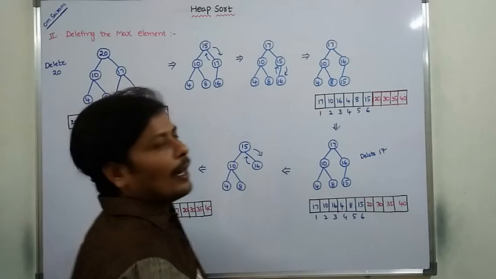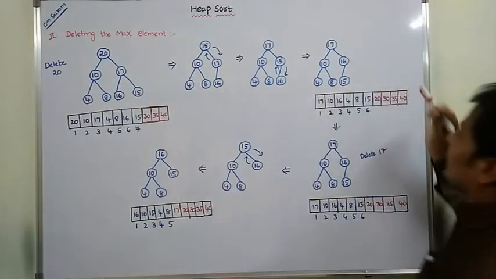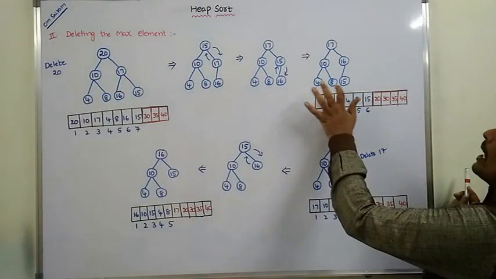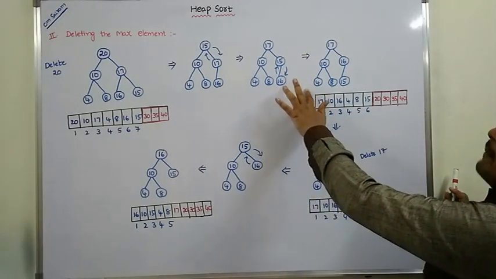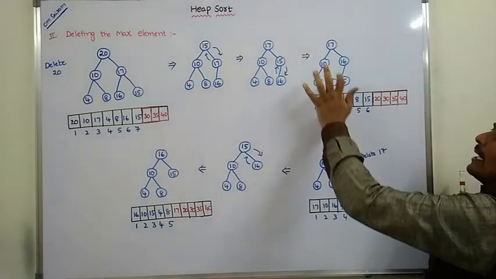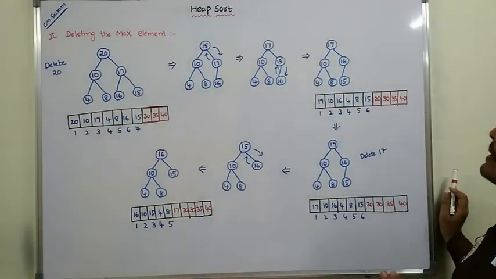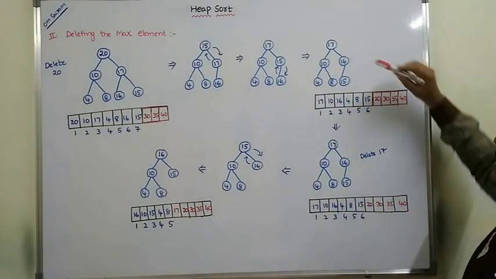So this is the maximum heap we are getting. Now we have to check 4 and 8, which have the parent 10. 10 is greater than 4, so the maximum heap property is true. 10 is greater than 8. Both satisfy the maximum heap property.